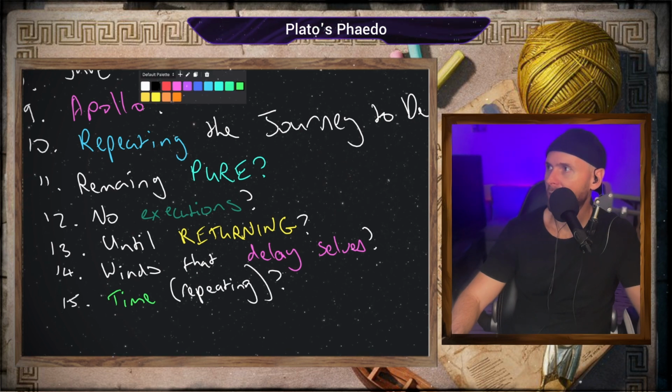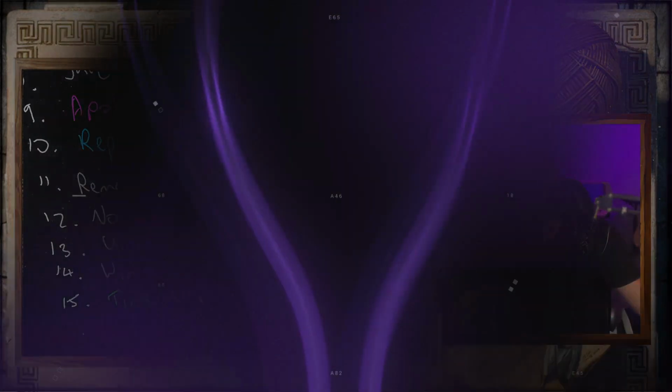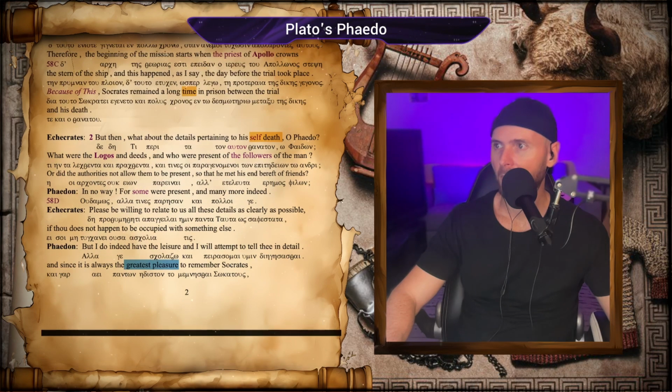Hey, when you're watching a film, take notice of what happens at the beginning. If it's a good film, it'll pay off. But then, what about the details pertaining to his self-death? Self-death, that stands out to us. Some sort of significant death or honorific kind of death. What were the logos and deeds, and who were present of the followers of the man? Or did the authorities not allow them to be present, so that he met his end bereft of friends?